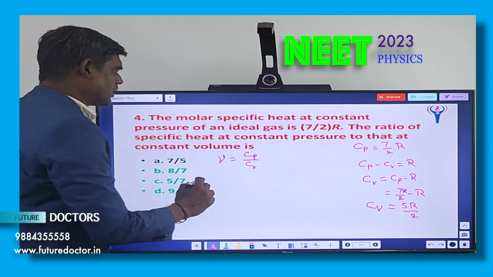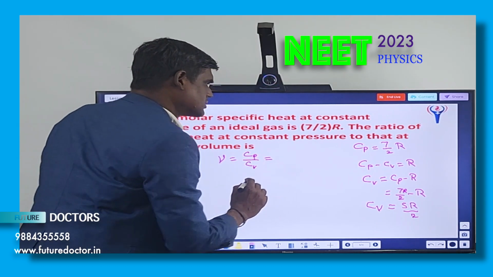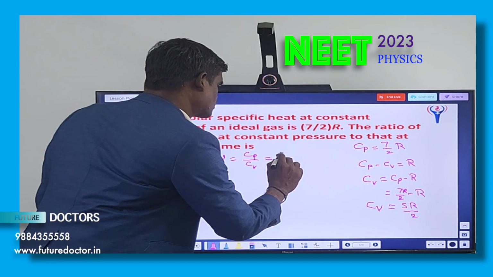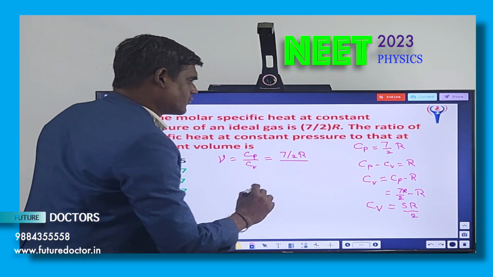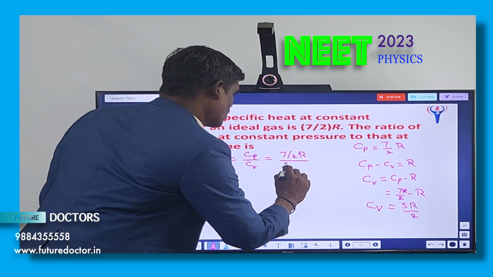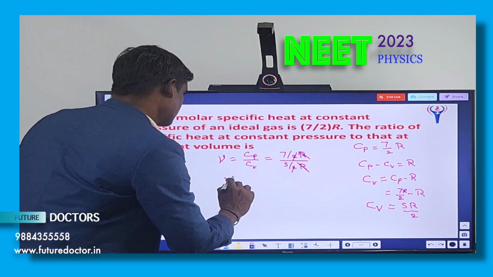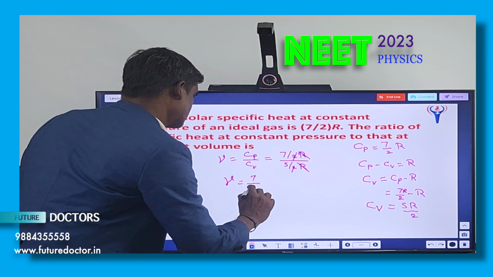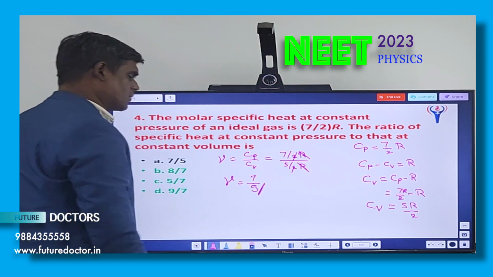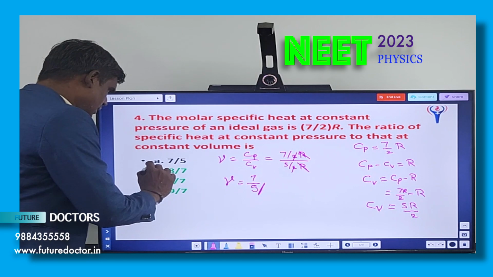Substitute this here. Gamma equals Cp by Cv. Cp is already given as 7 by 2 R, divided by Cv, which is 5 by 2 R. R gets cancelled, 2 gets cancelled. Then gamma equals 7 by 5. Which option? Yes, option number A.